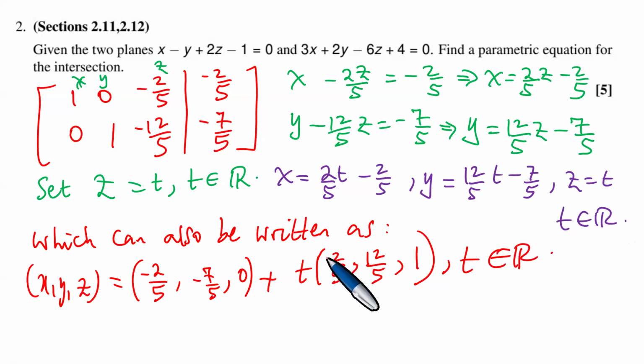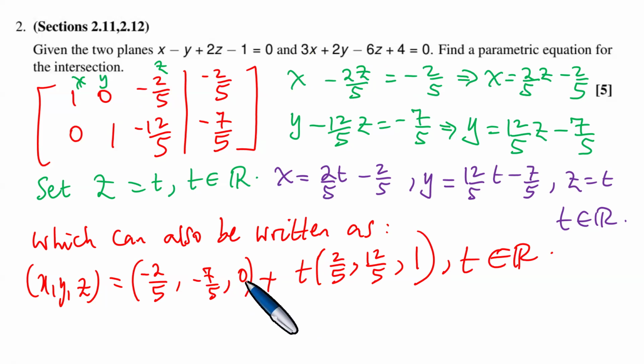So this is the answer. Given the two planes, x minus y plus 2z minus 1 equals 0 and the other one, find a parametric equation for the intersection. And now we agree, and it's very evident from our calculation, that these two planes intersect, and this is the equation.